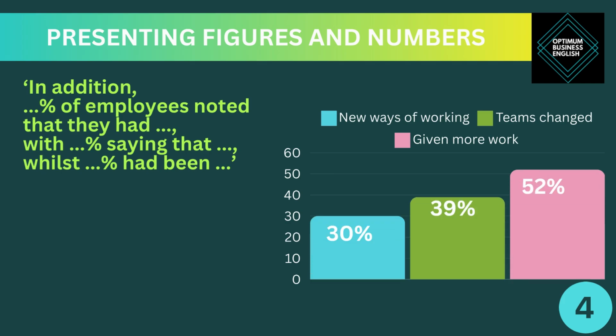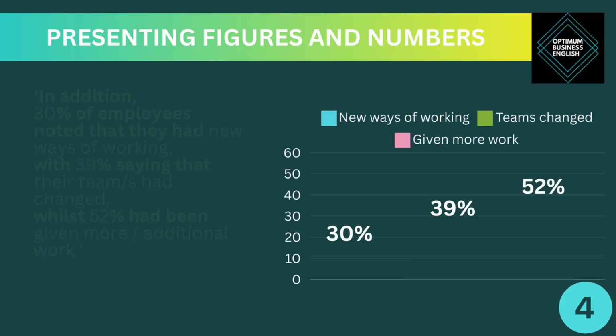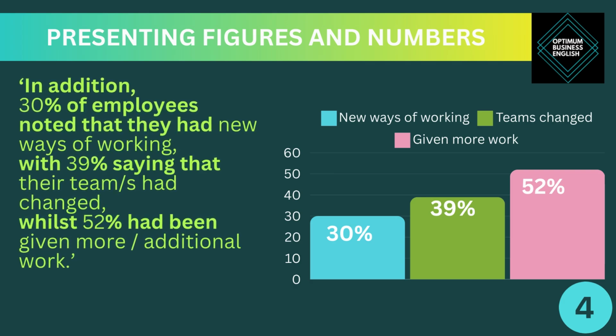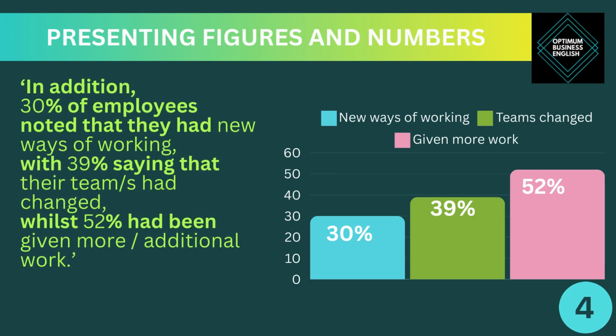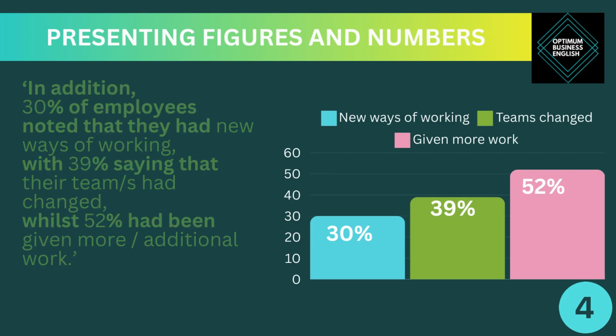Now, using the percentages in the vertical bar chart on this slide, complete the sentence in green. Check your answer to ours next, and if necessary, practice it and repeat it until it is correct. The answer should have been, in addition, 30% of employees noted that they had new ways of working, with 39% saying that their team had changed, whilst 52% had been given more or additional work.